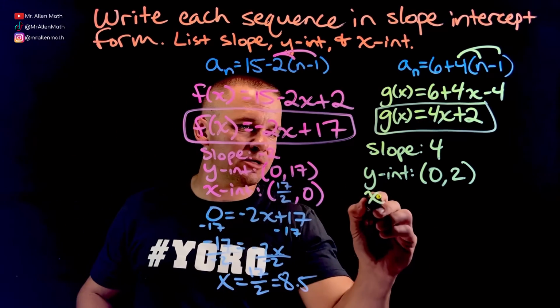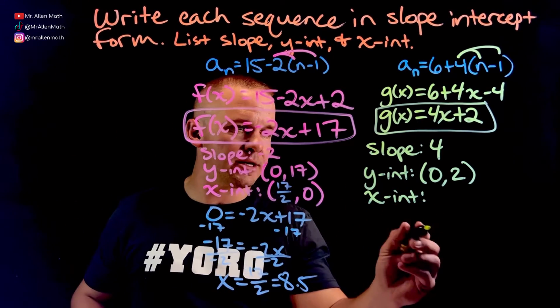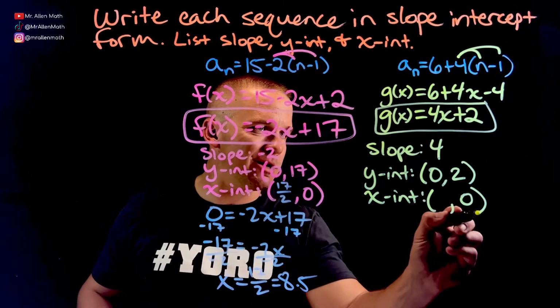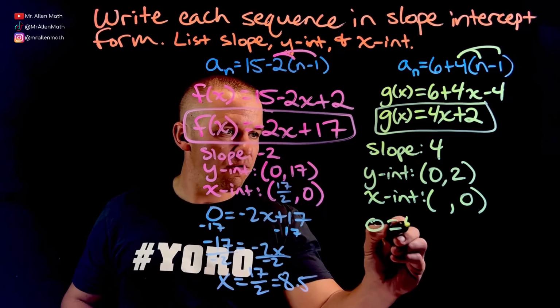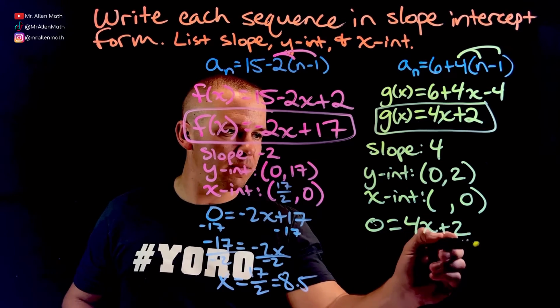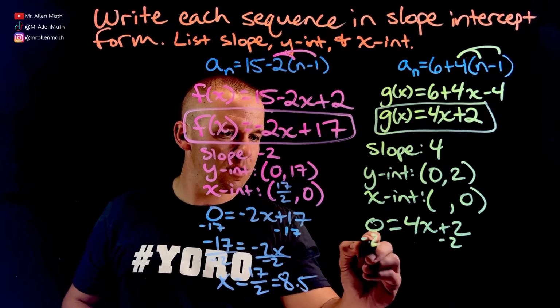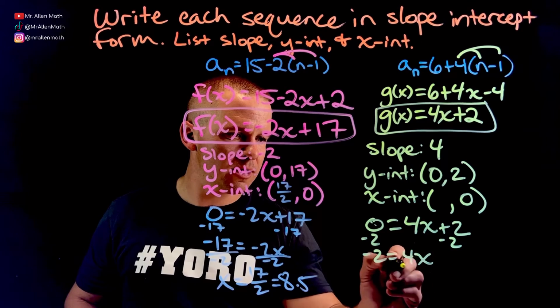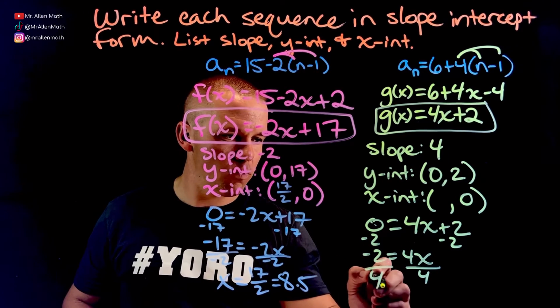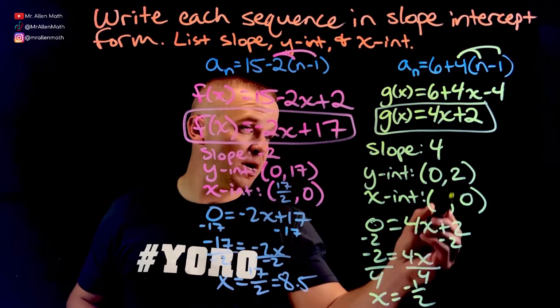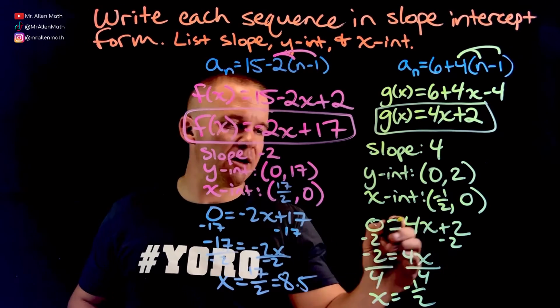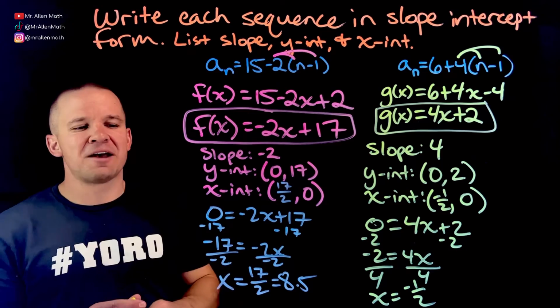And then my x-intercept. Why don't we do the same thing we did before? So we're going to have something, 0. So let's say 0 equals 4x plus 2. I'm going to subtract 2 on both sides. You get -2 equals 4x. Divide by 4. We get x equals -1/2. That one turned out a little nicer than the 17 over 2.